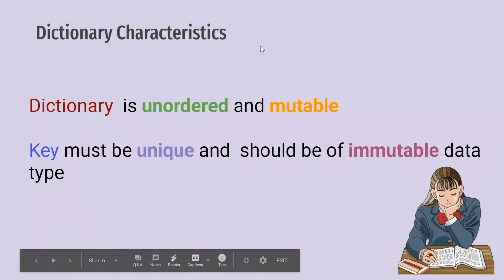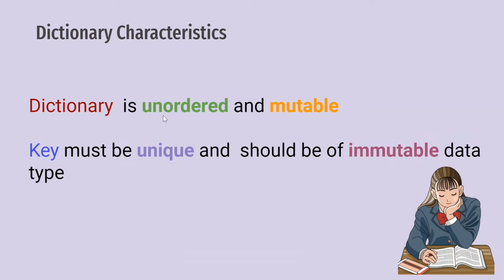Now, dictionary characteristics. Like I said, a dictionary is unordered and it's mutable. So you can add any key value pair into a dictionary, and you can even update a key value pair in a dictionary. Anything is fine. The next is that keys must be unique.